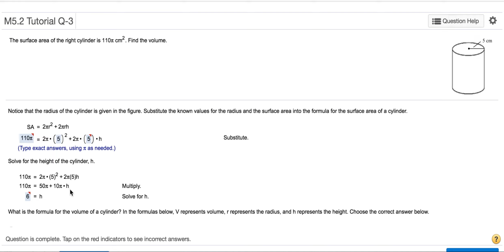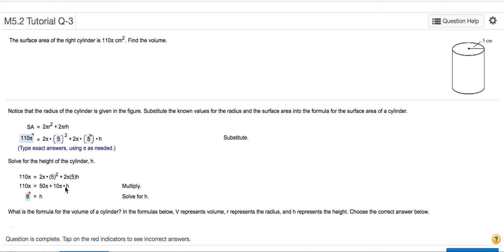So I have simplified. Now what I need to do is I need to isolate this h. This h needs to be all by itself in order to solve this equation. And because 10 pi times h is all connected, it's like it's velcroed together. In order to get rid of this 10 pi, I have to divide by 10 pi because dividing is the opposite of multiplication. So I am going to divide this part of the plus sign by 10 pi. And when I do that, I get h all by itself.